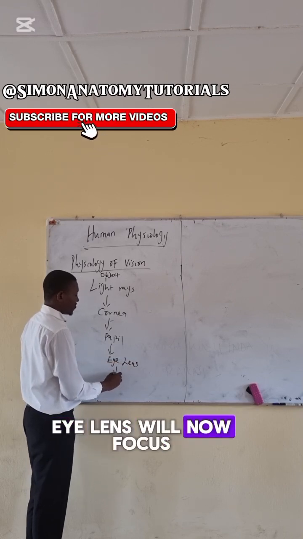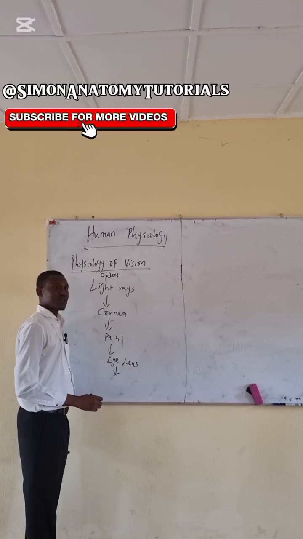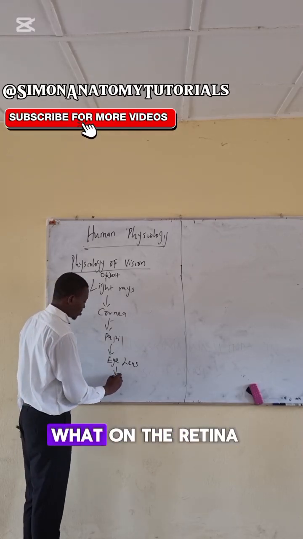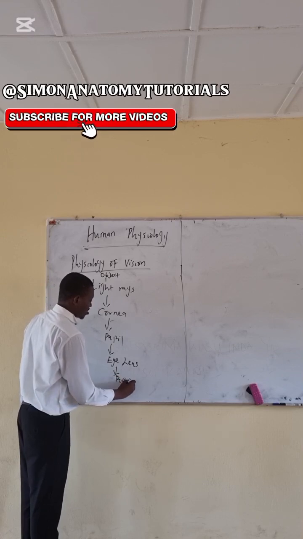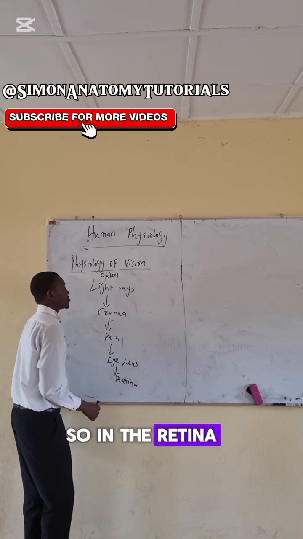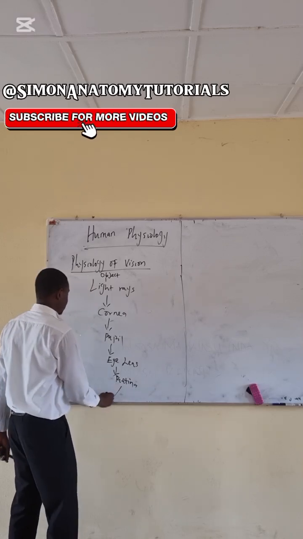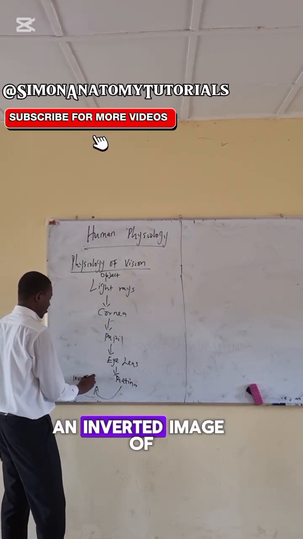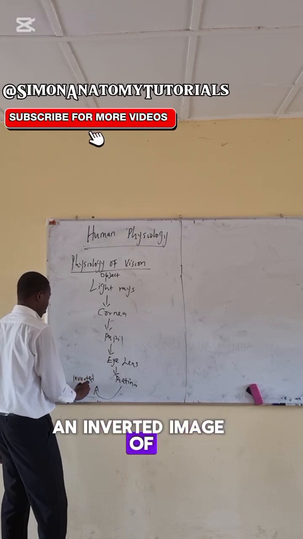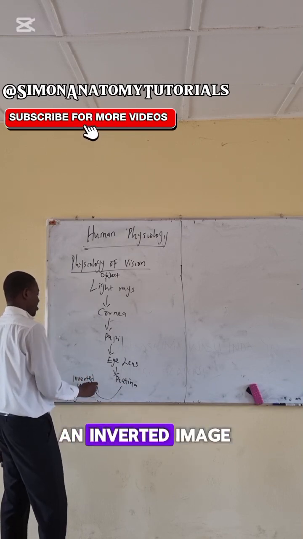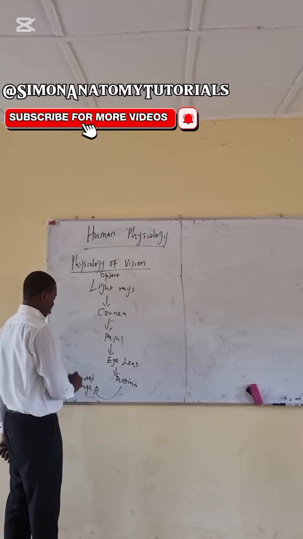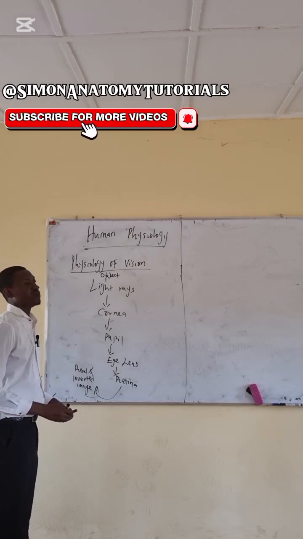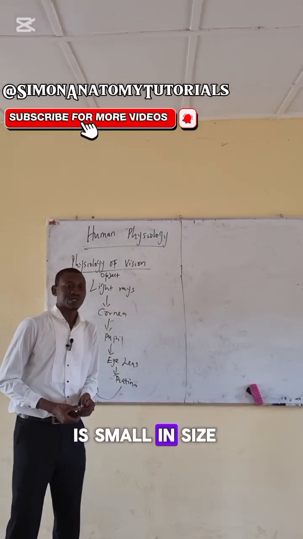So the eye lens will now focus these light rays on what? On the retina. So in the retina, an inverted image of the object is formed. This image is small in size.